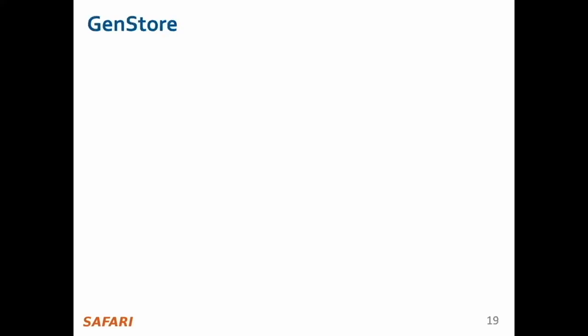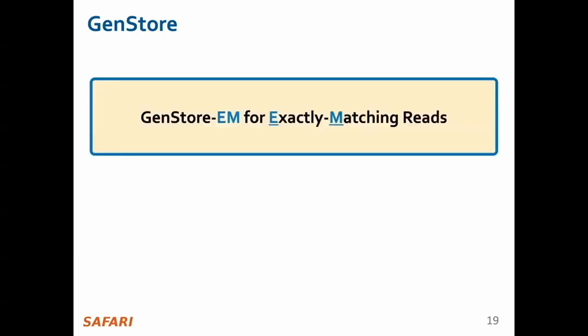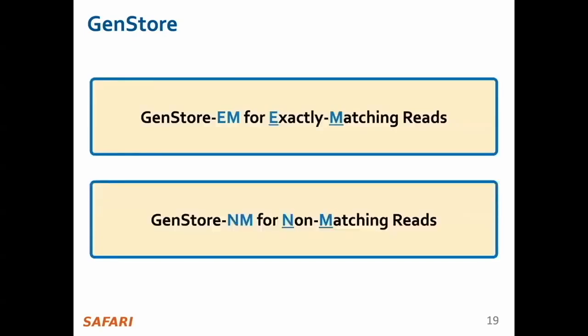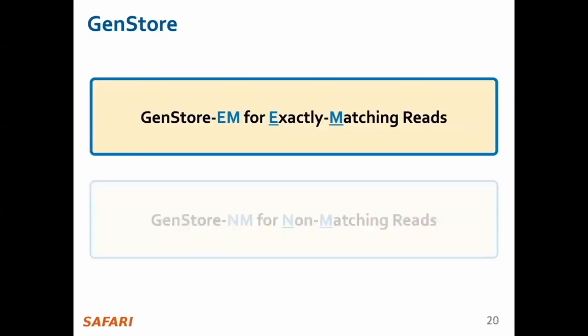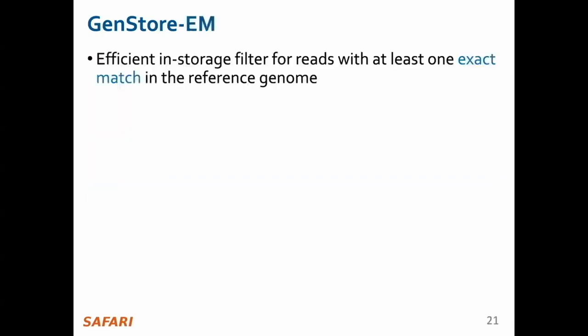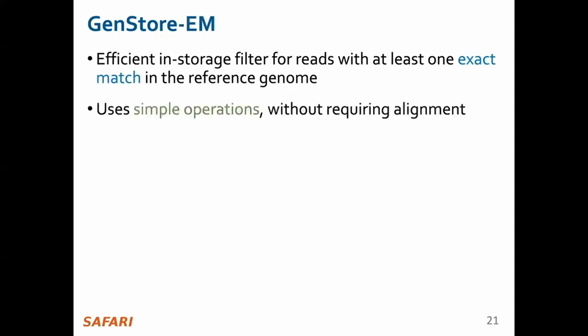By thorough analysis of the mapping process of reads with different properties and different degrees of genetic variation, we designed two low-cost in-storage filters. First is GenStore-EM for exactly matching reads, and GenStore-NM for filtering most of the non-matching reads. So let's take a closer look at GenStore-EM. GenStore-EM accelerates read mapping by using an efficient storage filter to filter reads that have at least one exactly matching location in the reference genome via only simple operations, without requiring expensive alignment.